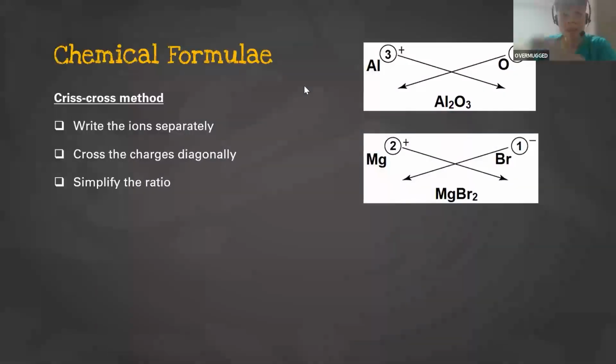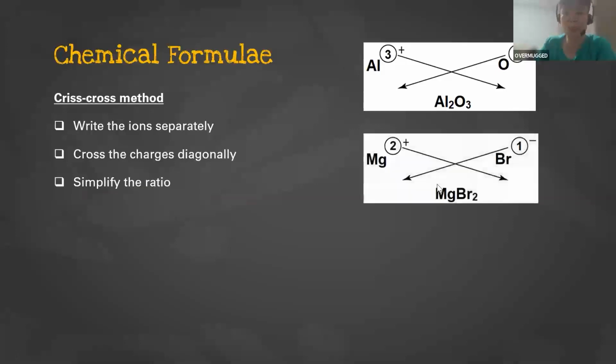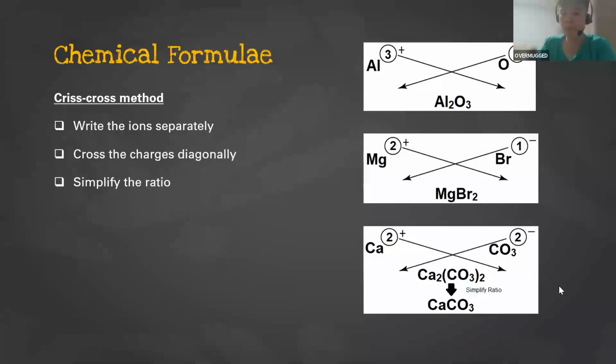Chemical formula. An alternative way, if you struggle with mental sums balancing the charges, is the crisscross method. Your school probably teaches you this also. You write out the ions separately, cross diagonally, and then simplify the ratio at the end and you will get the formula of the compound. So these are some examples. Over here you need to simplify the ratio. Over here can divide by 2, over here can divide by 2 also. So 1:1 ratio. If you are using the crisscross method, just remember to simplify the ratio.